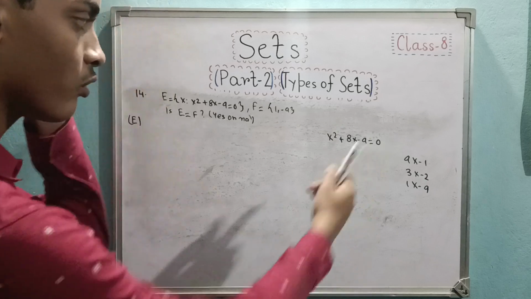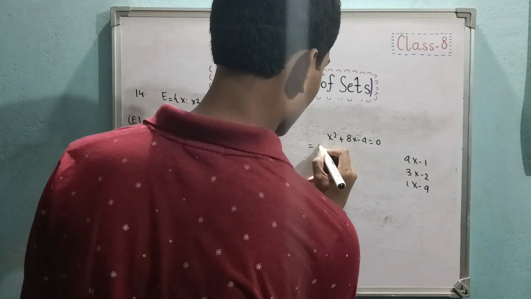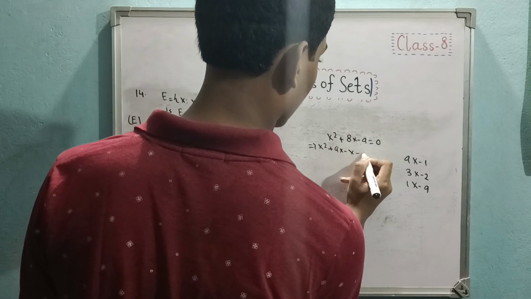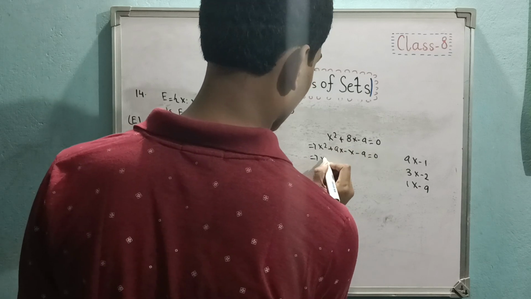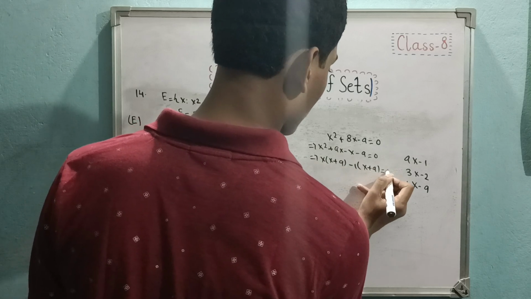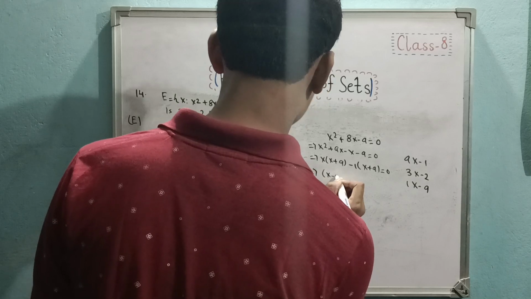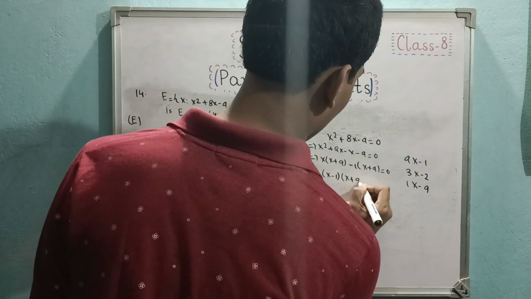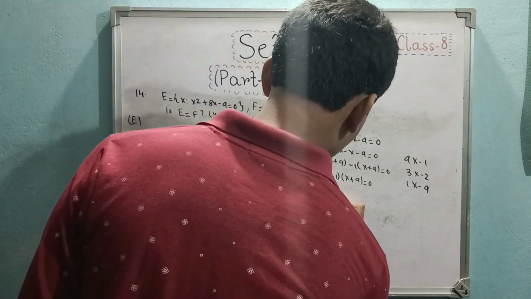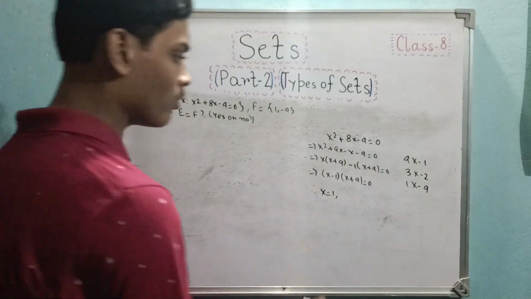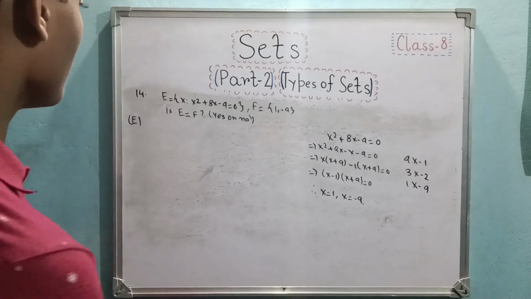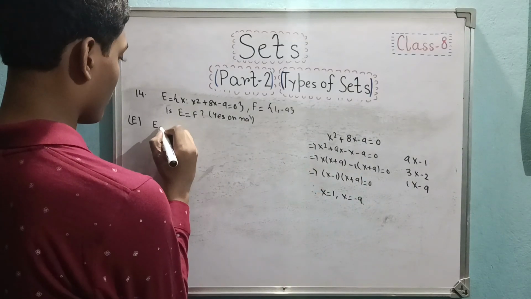So what can I write this as? x square plus 9x minus x minus 9 equal to 0. Or x into x plus 9 minus 1 into x plus 9 equal to 0. Or x minus 1 into x plus 9 equal to 0. So x minus 1 equal to 0, that means x equal to 1. Also x plus 9 equal to 0, that means x equal to minus 9. So what is the set E then? E equal to {1, minus 9}.